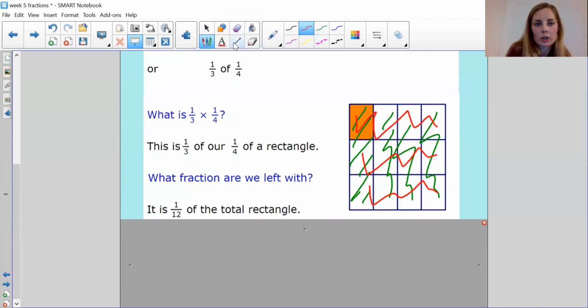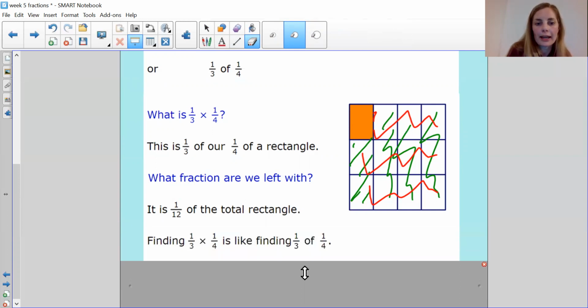I would then shade it, which has been shaded in orange. I'm just going to take this away for you. Okay. So what fraction are we left with? We're left with this 12th, and that is the total of that area.